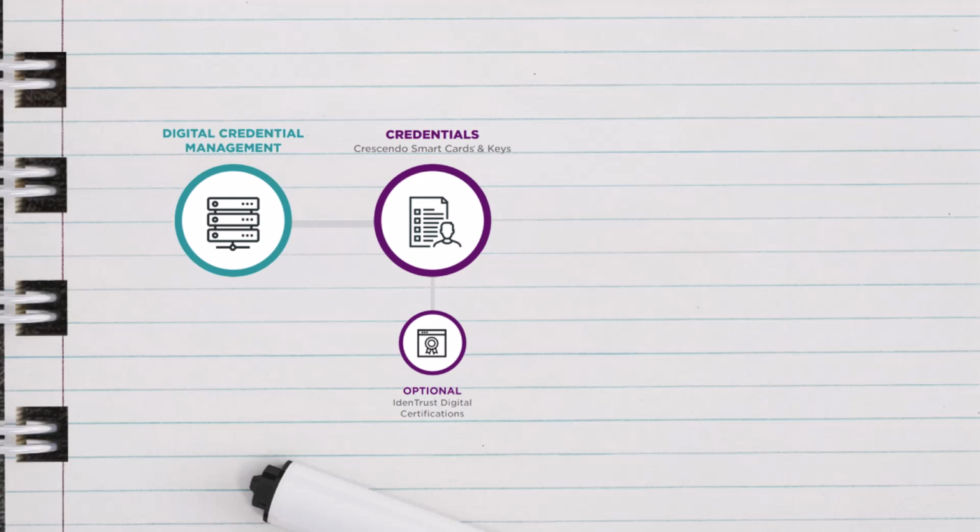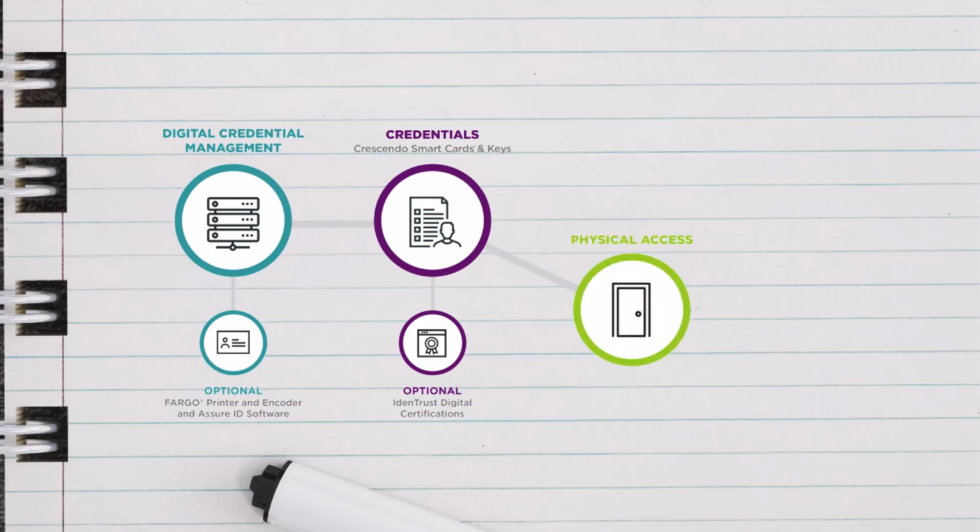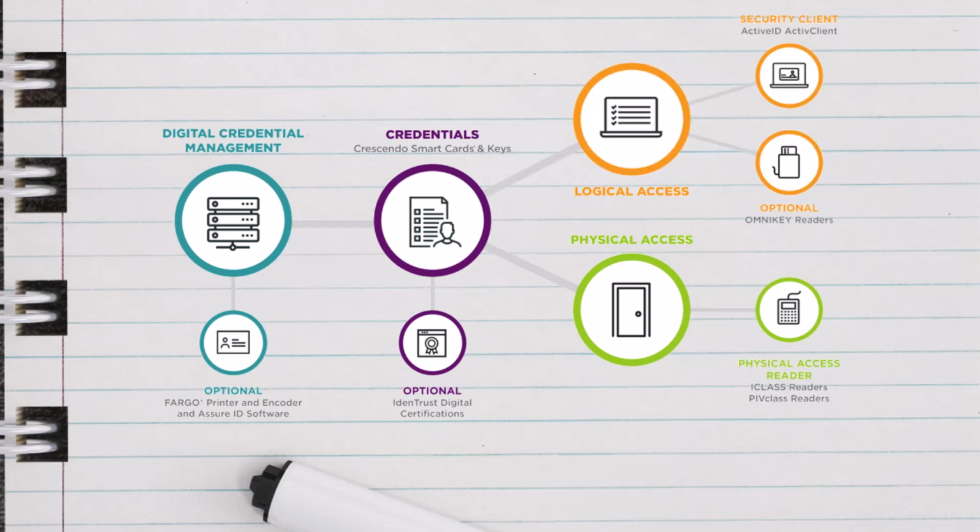Credentials can be managed using HID's credential management systems, whether on-premise or in the cloud, and can be further secured using high secure printing elements from HID Fargo printers. Crescendo credentials can be used for physical access using HID's physical access iCLASS and PIV-class readers, and they can be used for logical access using HID's OMNIKEY readers and the ActivClient middleware or mini driver.